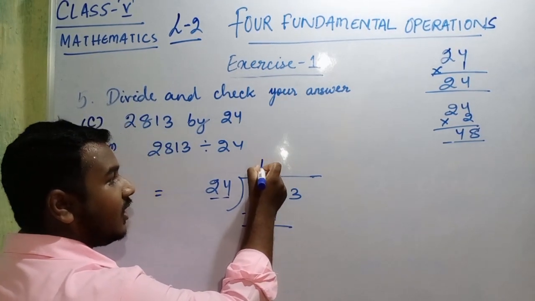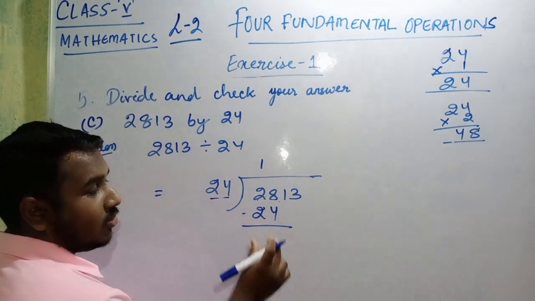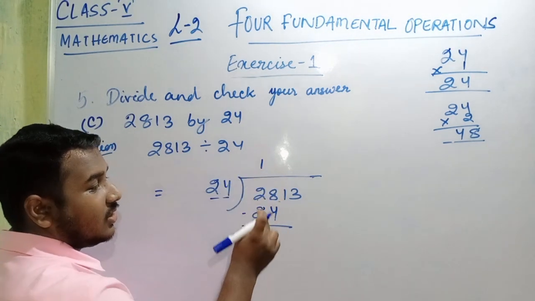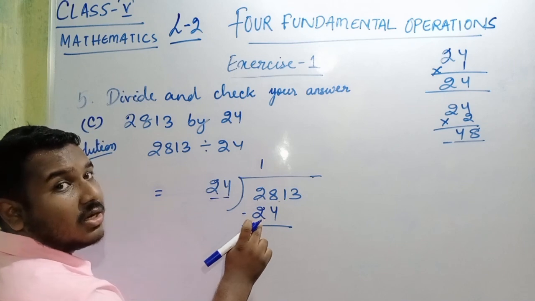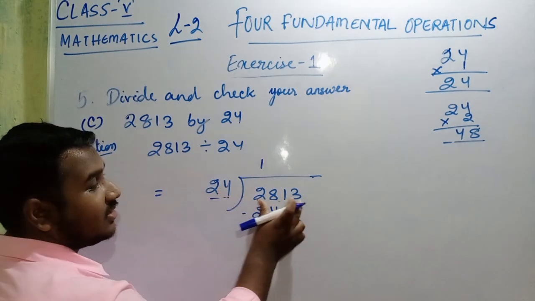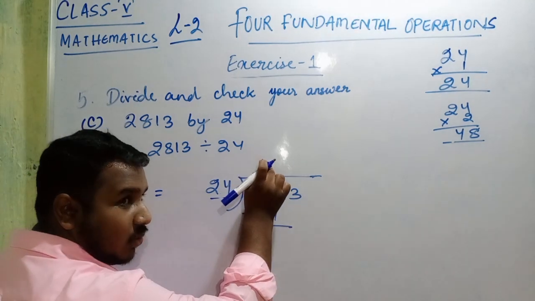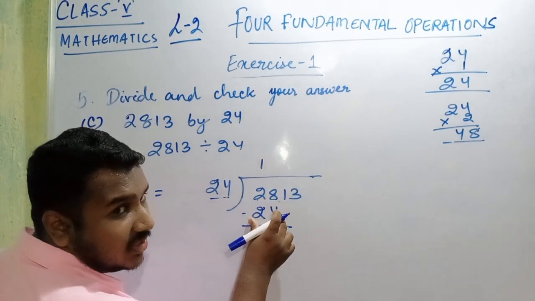Here you have to write 1, and here you have to write 24. Not after writing this one and this one. First you will write the quotient, then this one is the divisor. This is the divisor and this is the dividend. So first you will write the quotient, then you will put in the dividend.